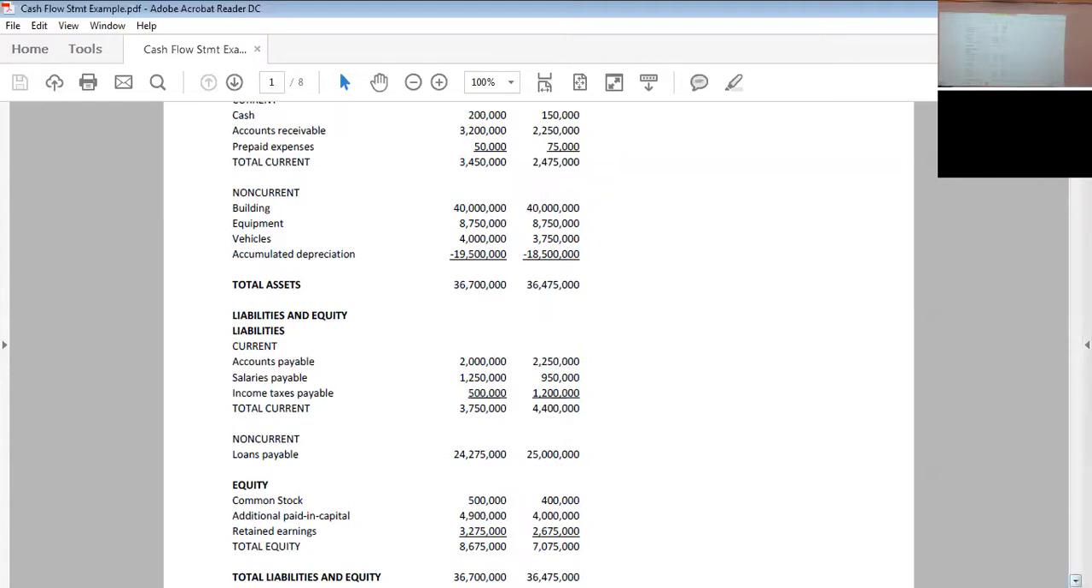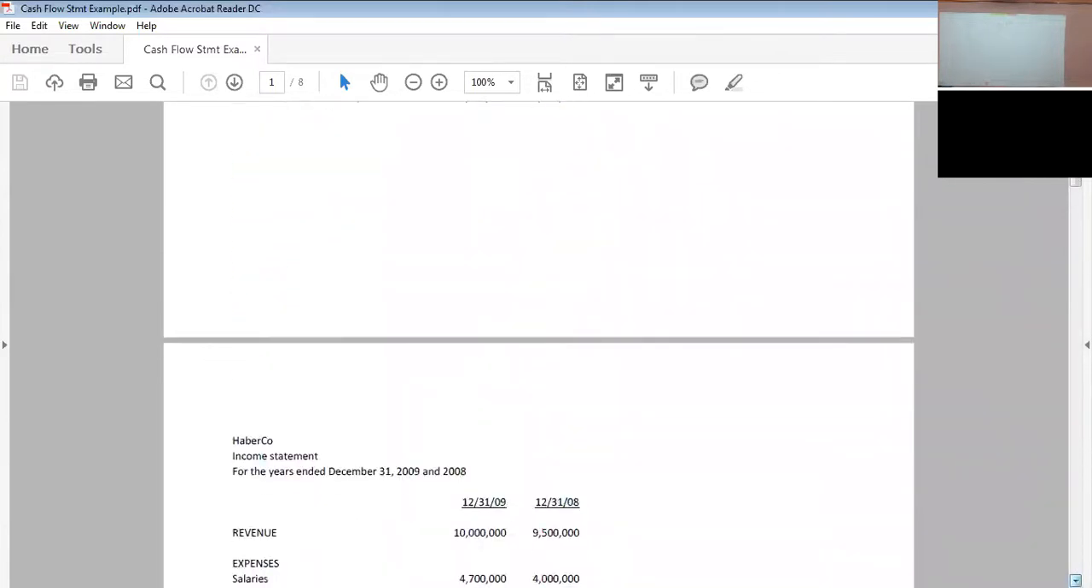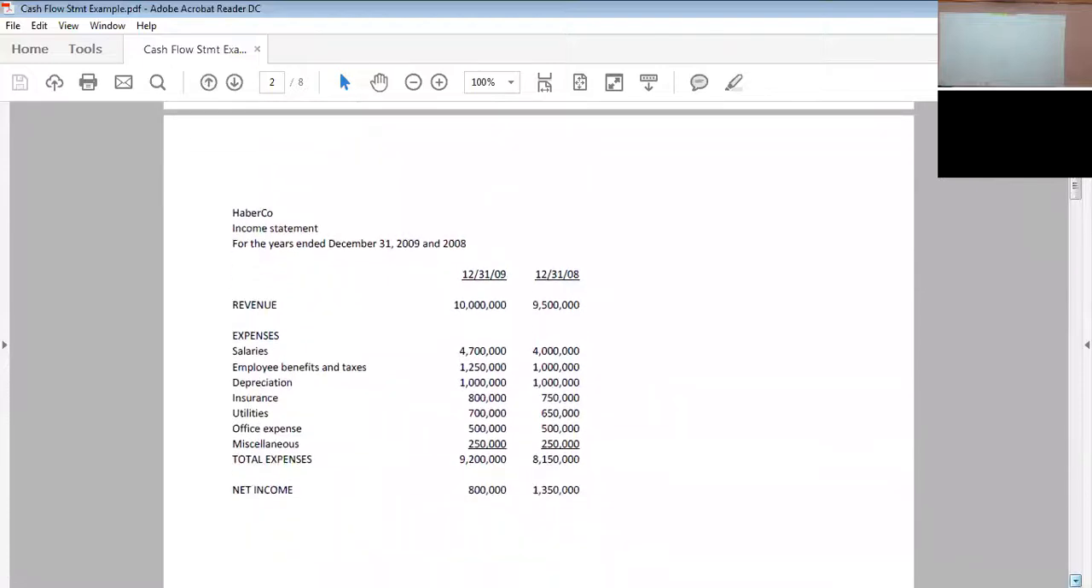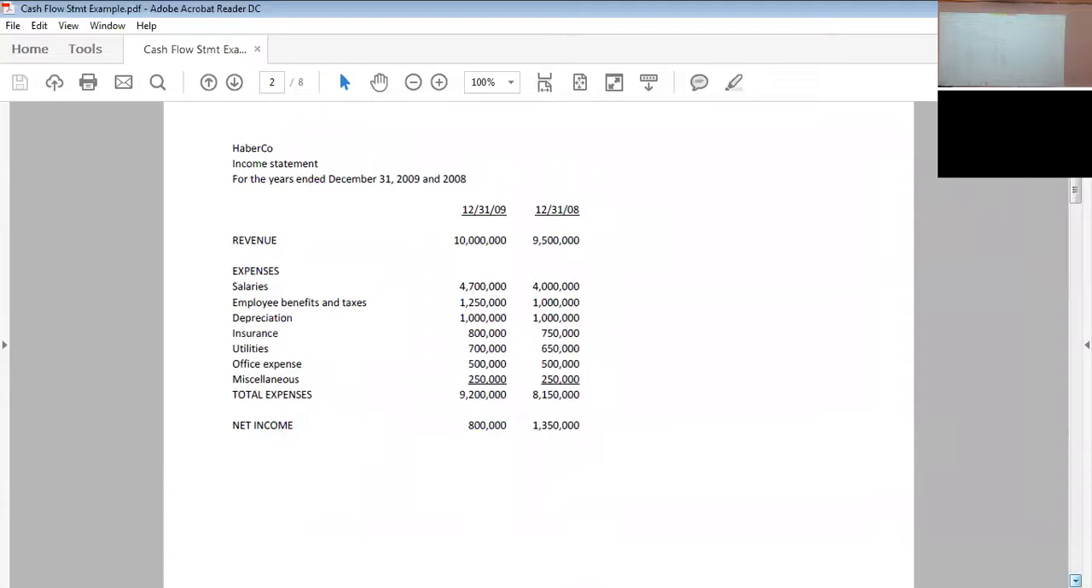In addition, we're also working with an income statement. We don't need it to be comparative, but it is. We only really care about the current year. So we have revenues, expenses, we have salaries, benefits, depreciation, insurance, so on, and net income of 800,000.